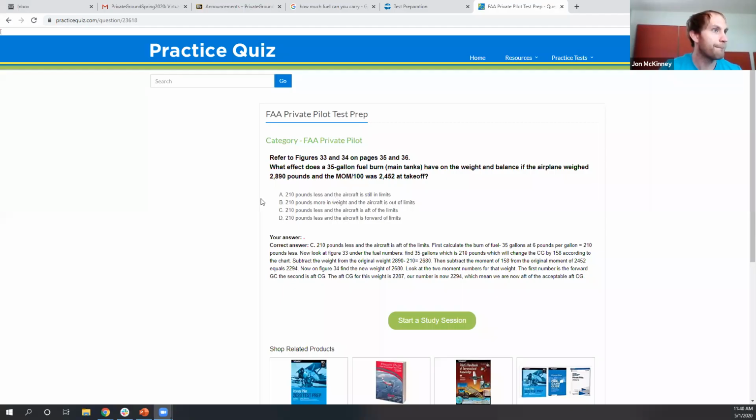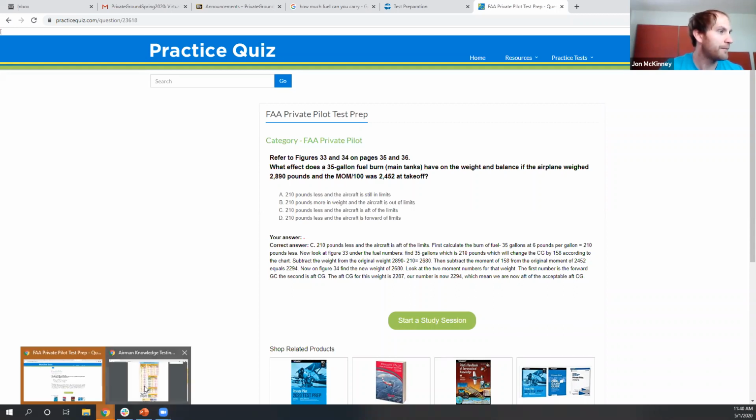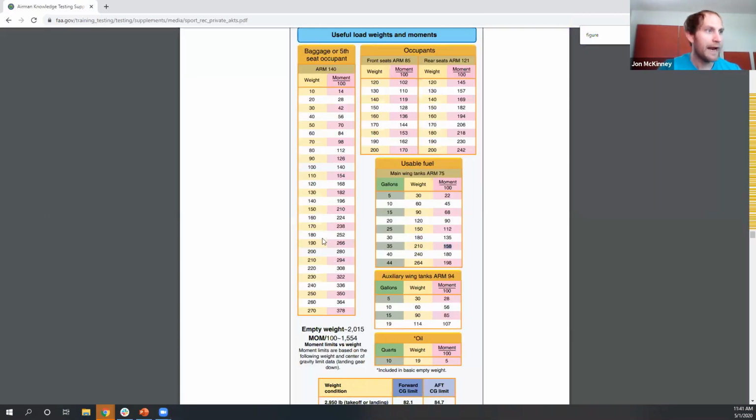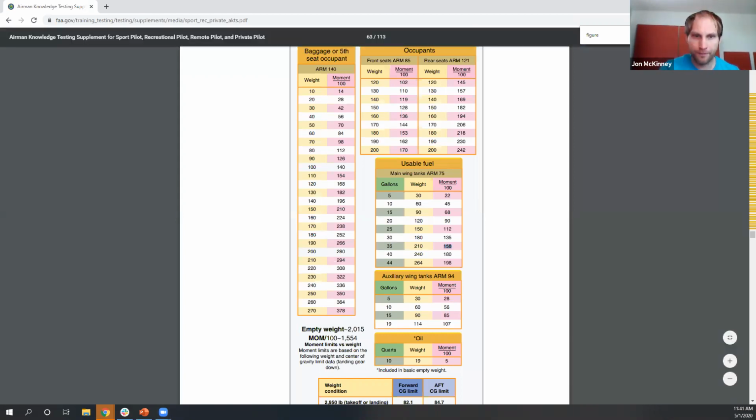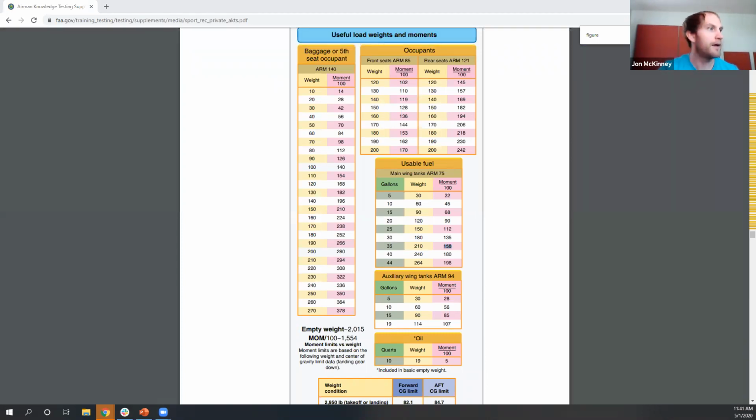So now that I have that information handy, I'm going to go check out the figure, and try to remember the question. What effect does fuel burn have on weight and balance? Okay, let's take a look at that figure. Here's our figure, and I'm going to use my text tool to start setting up some math for us. I hit annotate, I hit text, I come over here, we've got plenty of space in the margin.